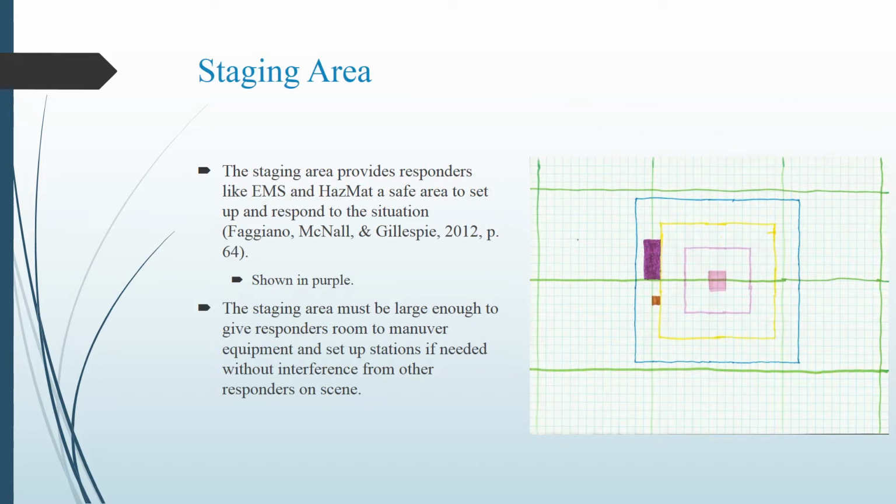The staging area provides responders like EMS and hazmat a safe area to set up and respond to the situation. Here it's shown in purple. The staging area must be large enough to give responders room to maneuver equipment and set up stations if needed, without interference from other responders on the scene. It should also be set up away from the command center, so that there is not interference between the two.